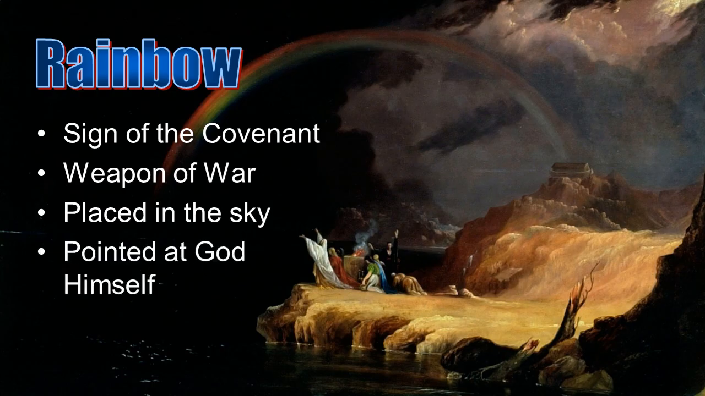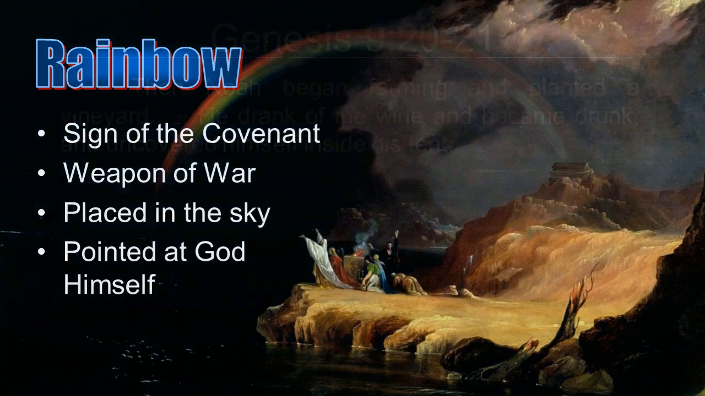In fact, it's pointed at God himself, pointed up, as though to say, if I break my word, then may I be judged. May I be the one that comes under the curse. And God's not going to do that. He's not going to break his covenant. And so he has the bow placed in the sky as the sign of the covenant.